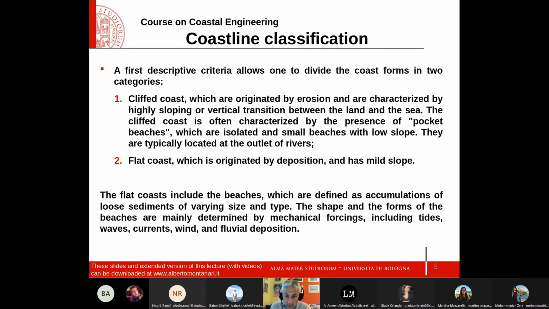Cliffed coast. A steep one typically may be a rocky one, and they are characterized by the presence of so-called pocket beaches, which are isolated and small beaches with low slope, typically located at the outlet of rivers, for instance. Or we may have, again according to a descriptive criteria, the flat coast, which is originated by deposition and has a very limited slope. The flat coast is the coast of the Adriatic Sea, close to Ravenna. And in the flat coast, we have typically the beaches.